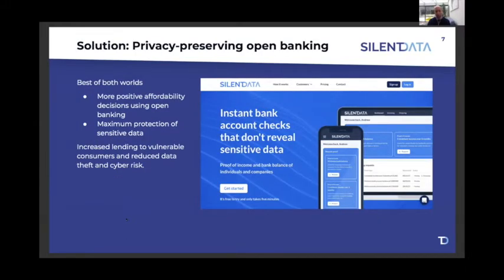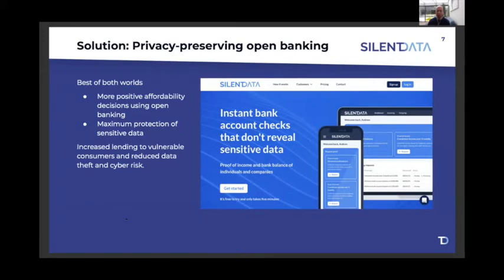So what's the solution to this? We've created a platform called Silent Data, which we believe addresses the best of both worlds. The platform provides privacy preserving open banking. And what we mean by that is that we can undertake assessments on open banking data without actually having access to the data ourselves and without it being exposed in any way.